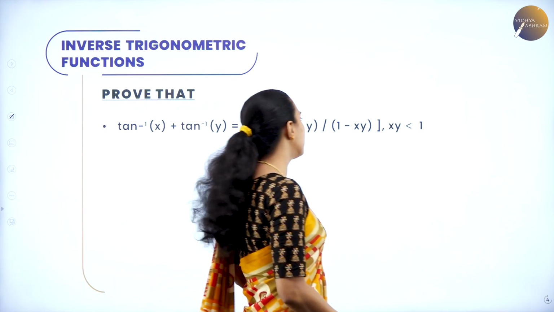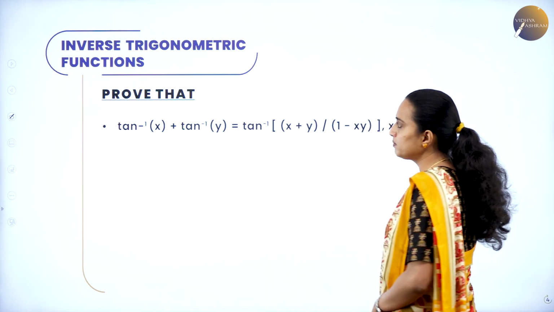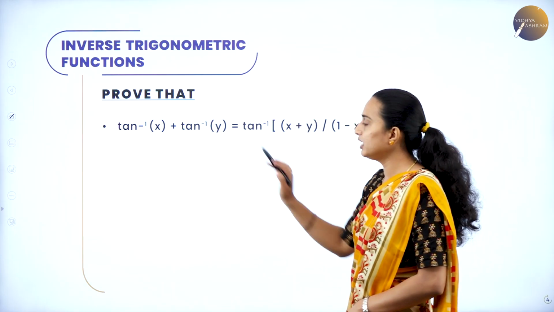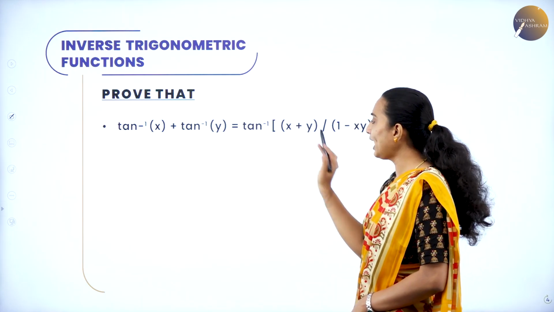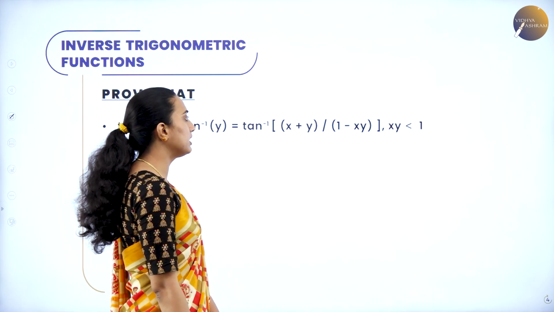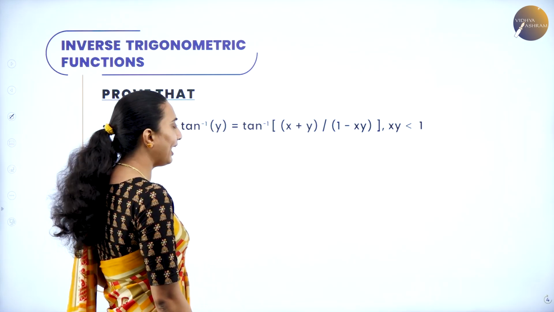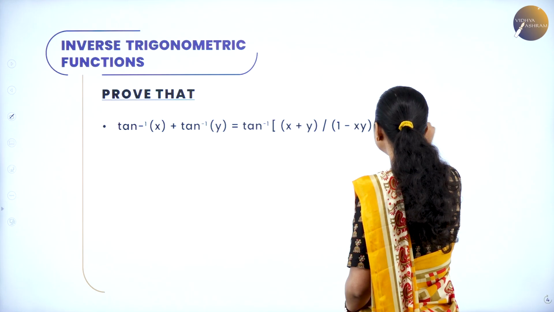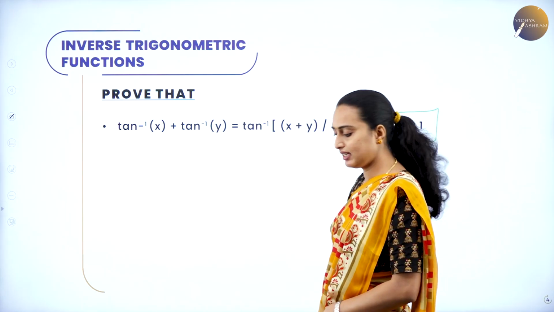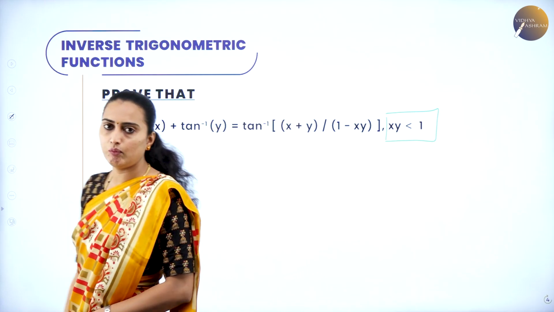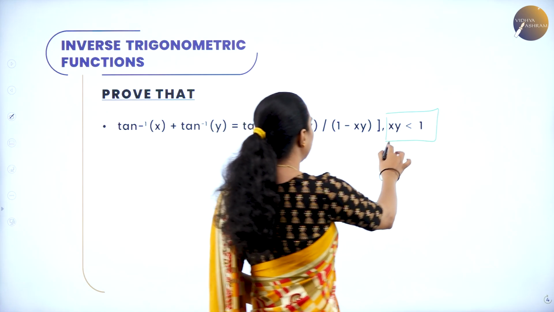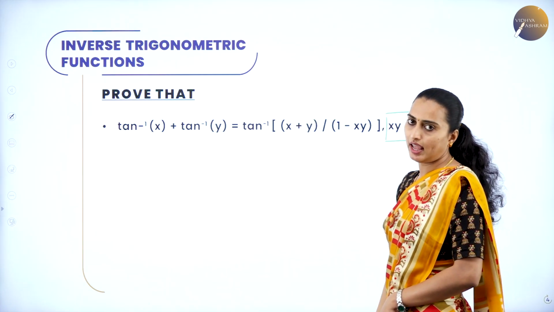Okay, next let us move on to solving the problems here. Prove that tan inverse x plus tan inverse y is equal to tan inverse of x plus y divided by 1 minus x into y. Here they have given that x y is less than 1. X into y must be less than 1. If it is greater than 1, it will move on to the negative term. So here they have given the condition.